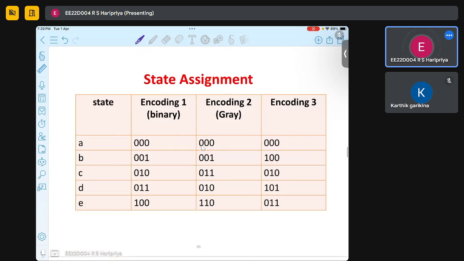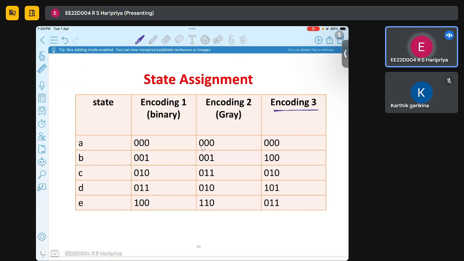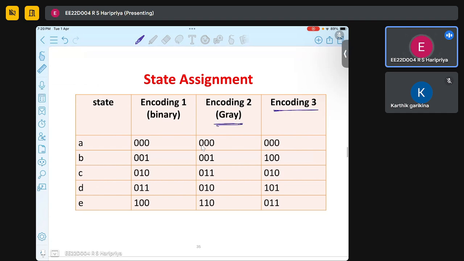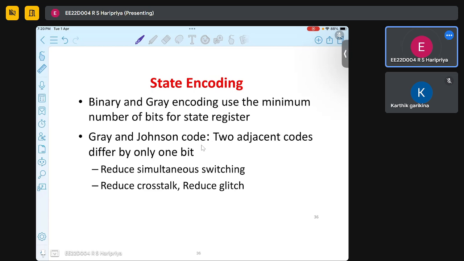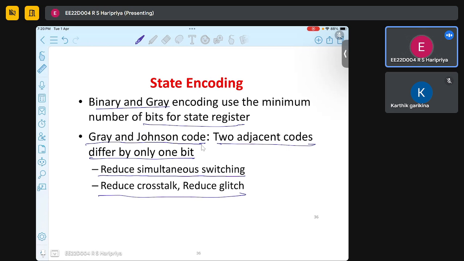So there are a few methods, like an encoding tree, or we can use a gray code or a binary code. Binary is used for the minimum number of bits for the state register. If we want the minimum number of transitions between two codes, then we can use gray or the Johnson counter. Two adjacent codes differ by only 1 bit, so we reduce simultaneous switching. This will reduce the glitches.